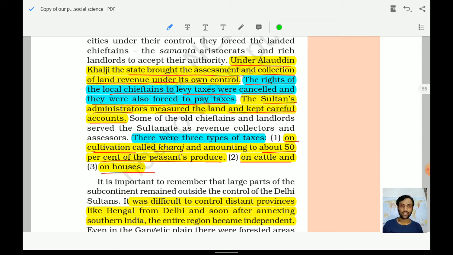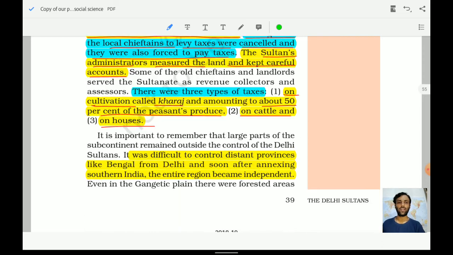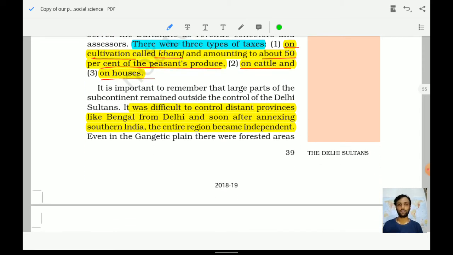And there was another tax. It was the cattle tax and the house tax. The cattle tax was known as the chari tax, and the house tax was known as the ghari tax. Because house is also called ghar in the northern part, and cattle, they graze, charte hain, so there was the chari tax and the ghari tax. Remember this. These three taxes we talked about: kharaj, chari tax, ghari tax.